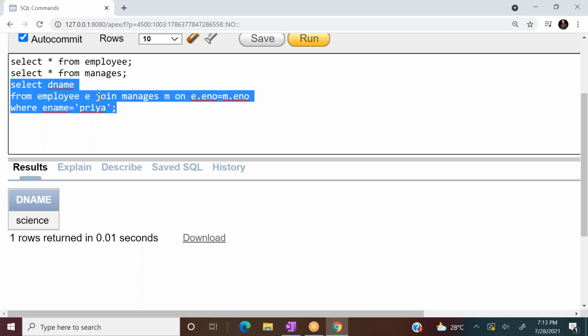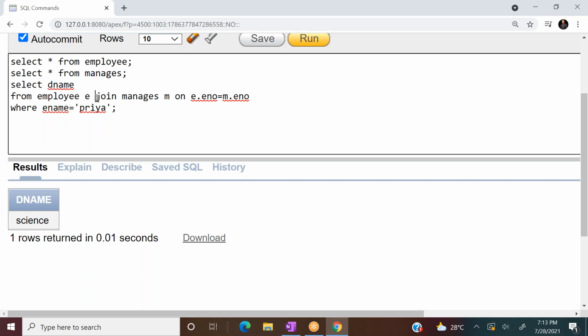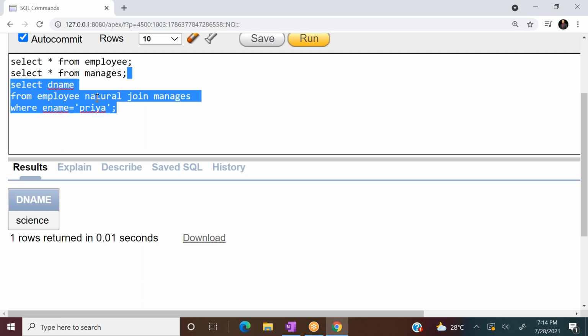So instead of writing join condition, what we do is simply we can write natural join, employee E natural join. If I write natural join, the join condition here, E number equal to E number, is by default. Because it is by default, you should not write. Now here also you see how the query is going to be executed. Here also you see same output you are getting, that is science. So in all the four possibilities, you can expect the same output.